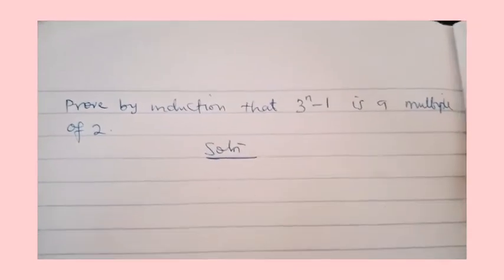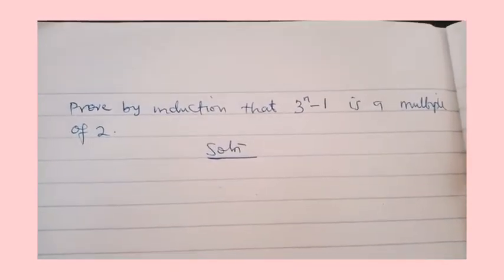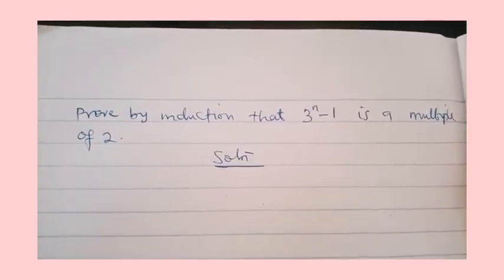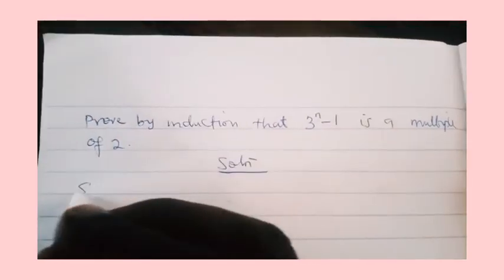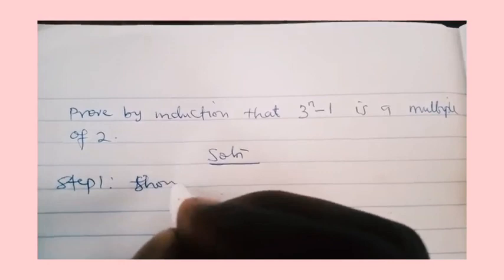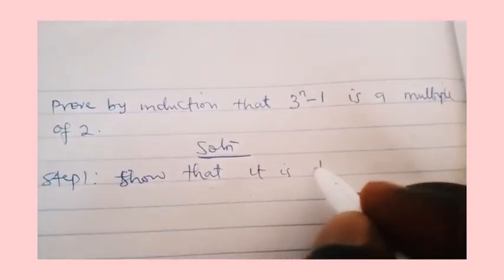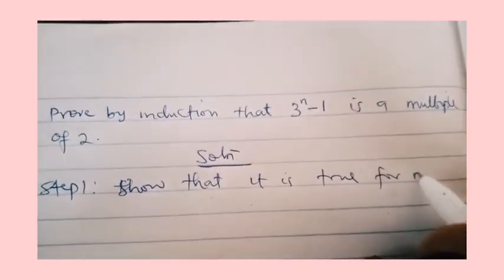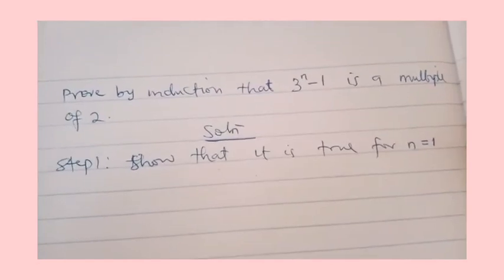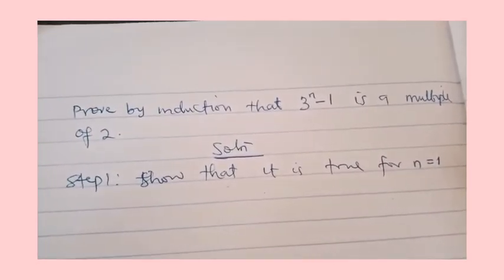Now, based on the principle of mathematical induction, we have 3 steps. The first step, which is the inductive base, is to show that it is true for n, which is the variable there, equal to 1. So here, if we put n as 1, will it still be a multiple of 2?